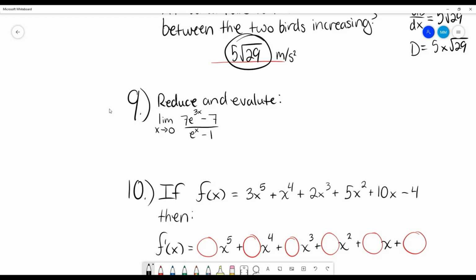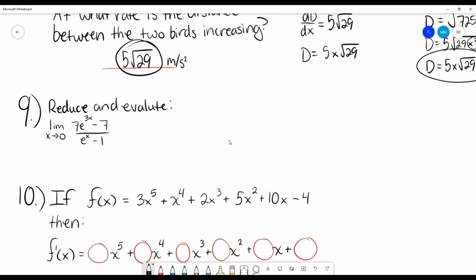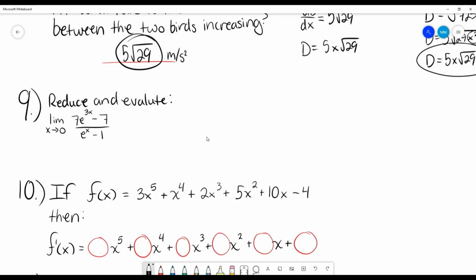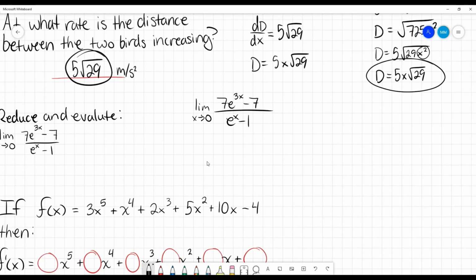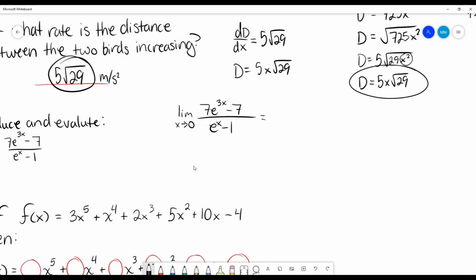So this one is trickier than I thought it was, but that's okay, because what we want to do first is, so we know the limit as x approaches 0 of 3x minus 7 over. So this is what we are looking for. And so the first thing that I'm going to do is I'm going to factor out that 7. So that's going to get me the limit as x approaches 0 of 7 times e to the 3x minus 1.